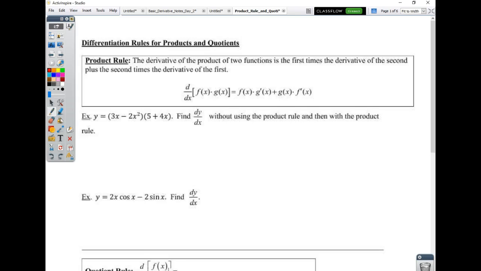All right, so we're looking at y equals 2x cosine x minus 2 sine x. We're going to finish these up today, so let's see how far. Let's take on differentiate product rule and quotient rule. So product rule. One thing I want to point out before we get too far into this.